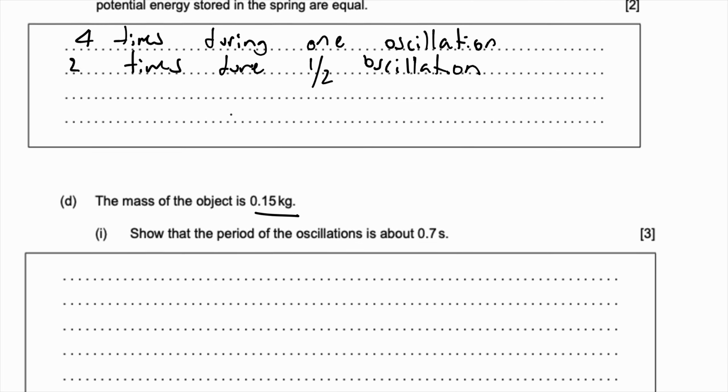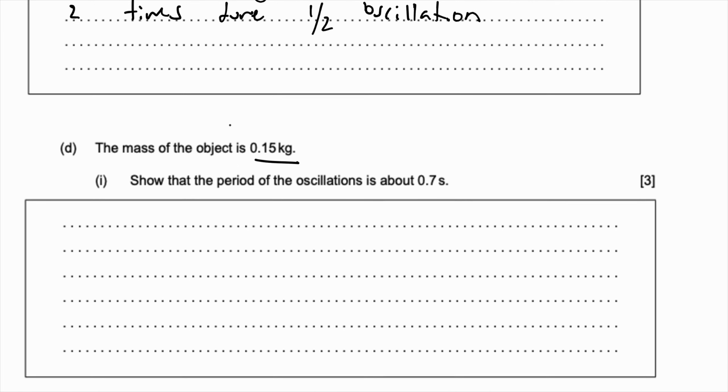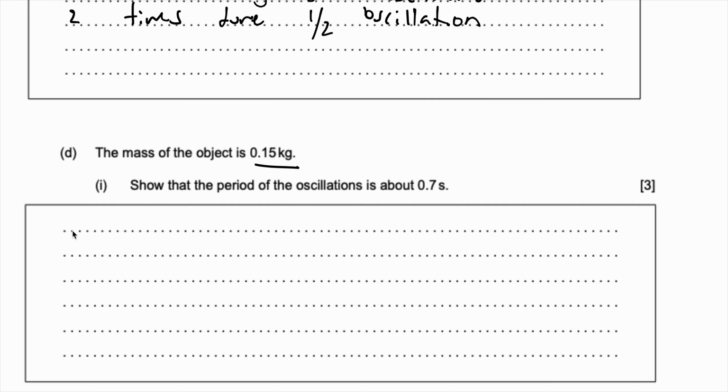So in your data booklet, for topic C, you have one equation for the period, which is T is equal to 2 pi the root of m over k, where m is the mass and k is the spring constant. Now you can see 2 pi is a constant, m is a constant because we're given it here, and we just need to simply solve for k.